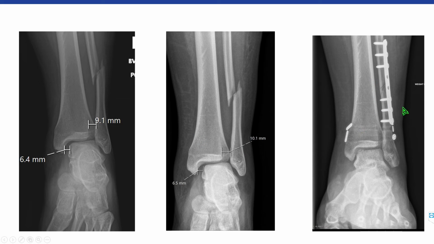And this is how we fix that. So we put a plate on here to straighten out and get that fibula back in a good position. And we put this tightrope in here to kind of have this syndesmosis reduced and back to a stable ankle.